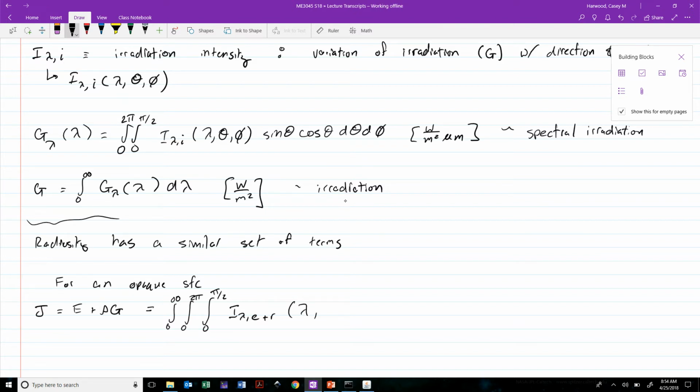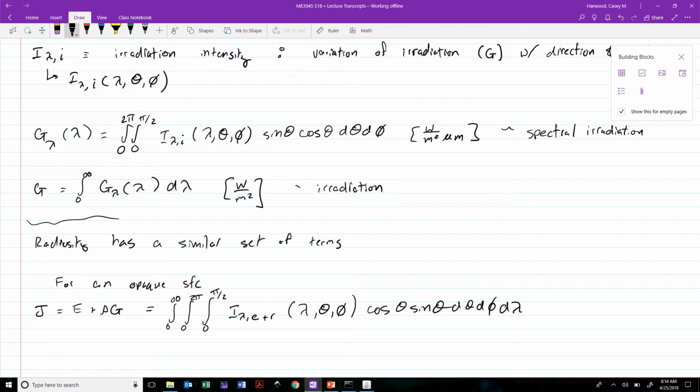So as much of a pain... Let me finish writing this. Theta d phi. So as much of a pain as all of these different I's, the E sub lambdas and stuff, as much of a pain as they are, there's a pattern here. I is always the directional dependence and wavelength dependence. If you integrate out the wavelength dependence, then you end up with just directional dependence. If you integrate out just the directional dependence, you have just wavelength dependence. So there's a common theme throughout all of these different flux terms.